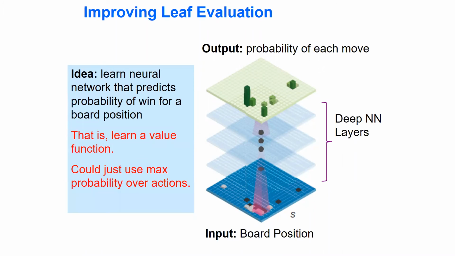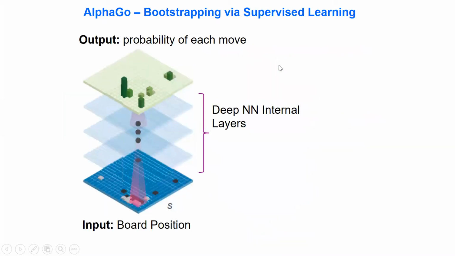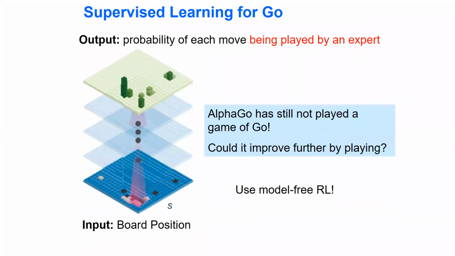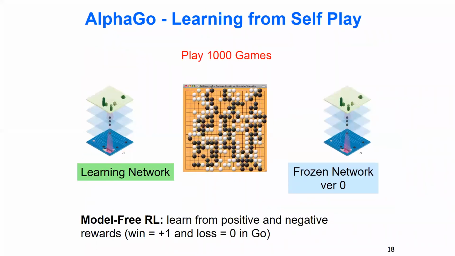You can also use it to evaluate states. So the evaluation of this leaf position would be the best value of any action in that leaf position. And so what AlphaGo did was it initialized this neural network by learning from expert player moves, 30 million expert moves on the internet for 3 weeks. And it ended up being able to get a very high prediction accuracy, 57%, which is pretty incredible since there are so many moves. And then that initialized the network, but then they used something called self-play to improve the network from there.